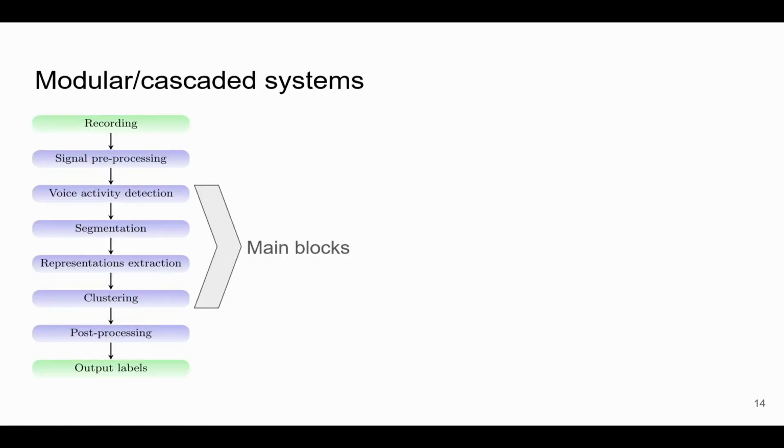So let's start with modular systems. Modular, sometimes called cascaded also, because you have one step after the other. This was the traditional way of doing diarization. As you see, there can be many different steps. I mark here the main ones, the ones that you really need if you want to do diarization. And perhaps you can consider the other ones as optional, in the way that the literature has been developed.